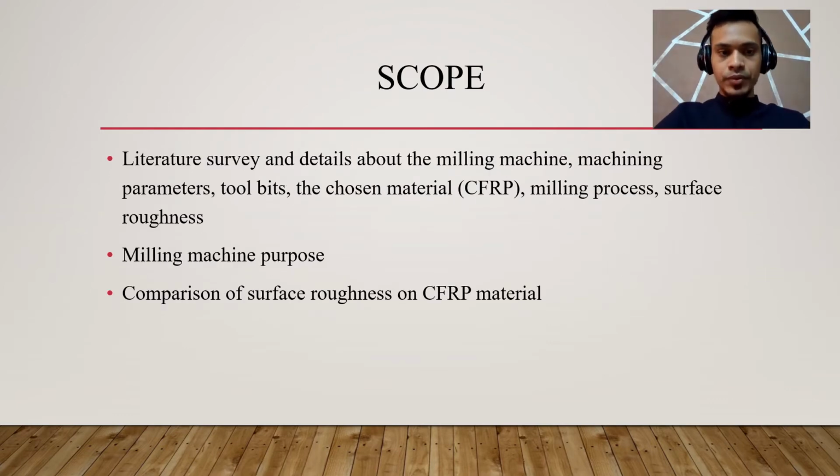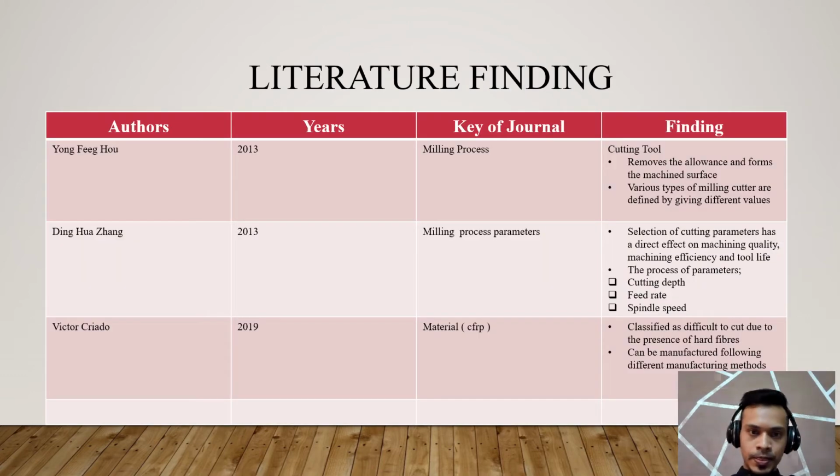As for the scope, this project is a literature survey, and the details are all about milling parameter, tool bit, and the chosen material, which, as you are aware, is CFRP, milling process, surface roughness, and milling. It also contains milling machine purpose and the comparison of surface roughness of CFRP.